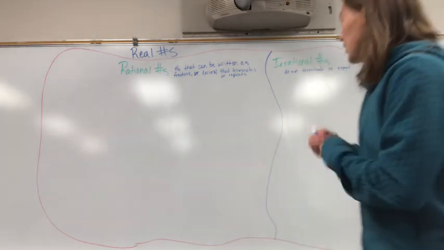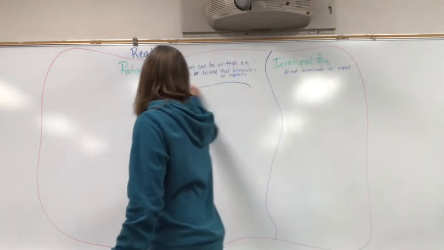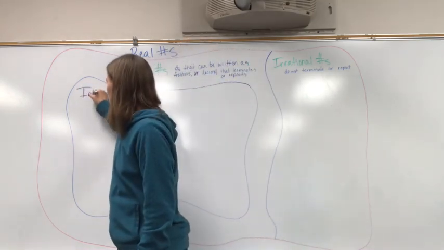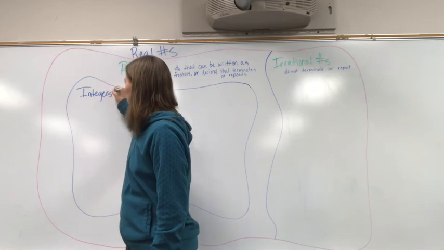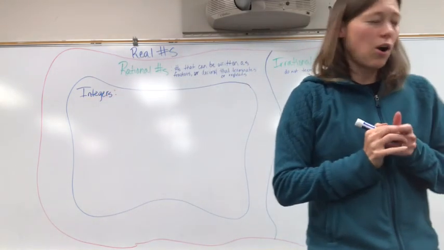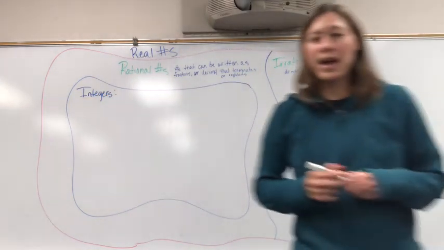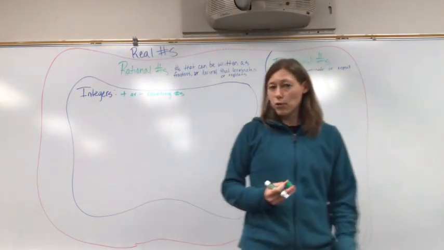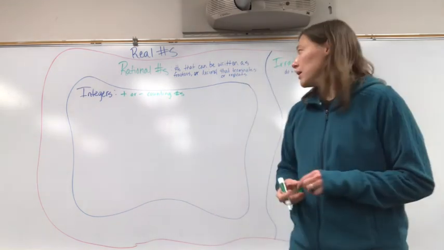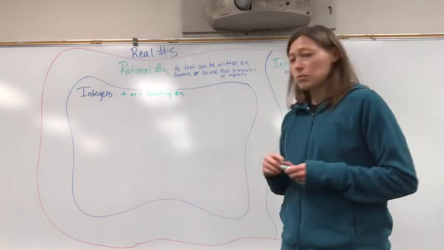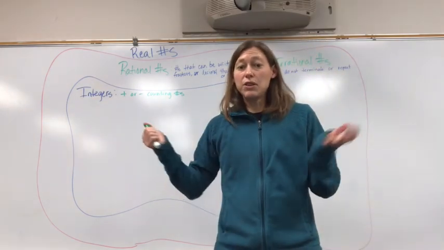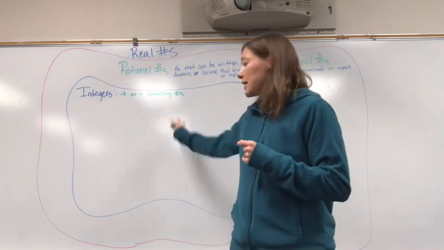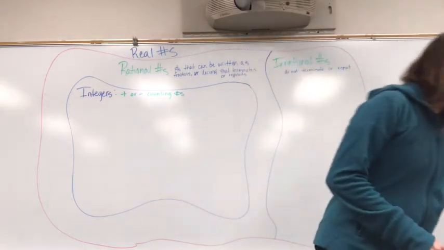Okay, now we're going to go inside of this blob. These are called integers. Integers are positive and negative counting numbers. So like 1, 2, 3, 4, -1, -2, -3, -4, 0. Those are all integers. But even though -1/3 is negative, it does not make it an integer. It has to be a positive or negative counting number.